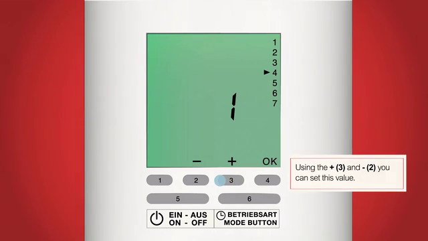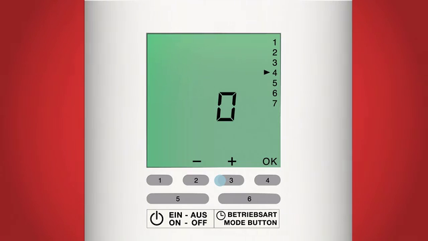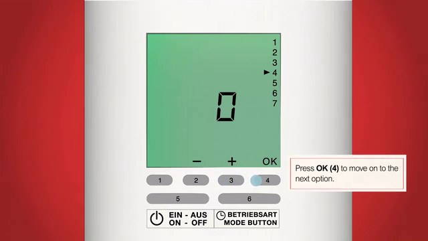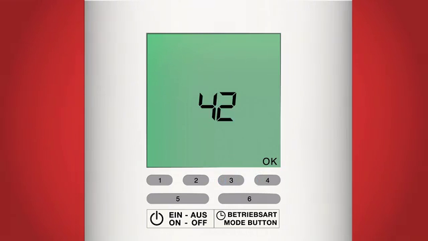Using the plus and minus buttons, buttons 2 and 3, we can change this between 0 and 1. I'm going to leave mine on 0, as I prefer to see what I have set the radiator to. Once you've decided which you prefer, press OK, button 4.